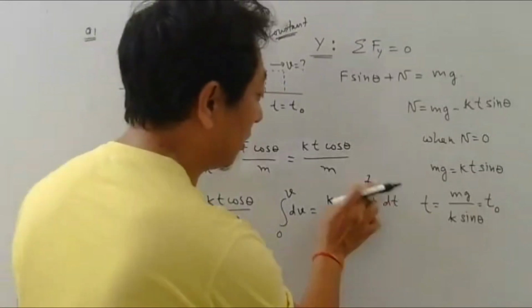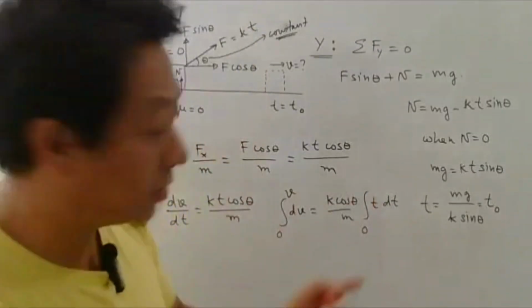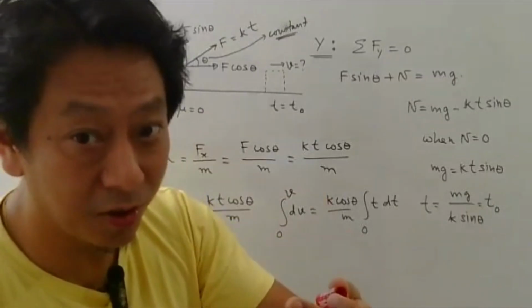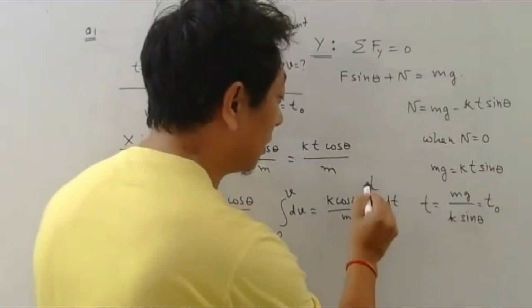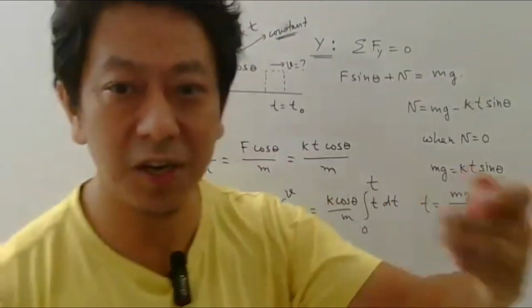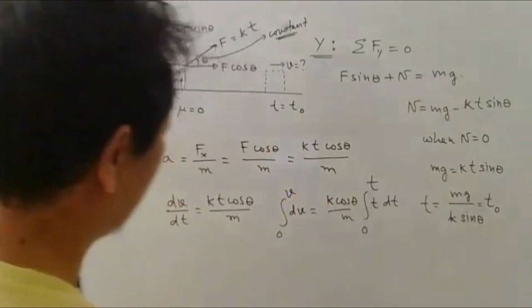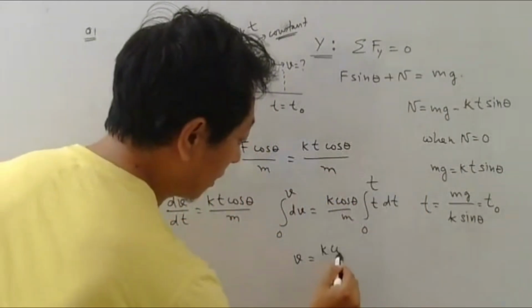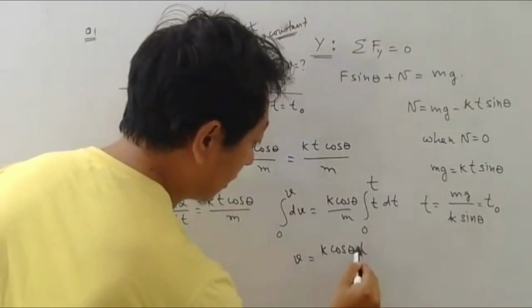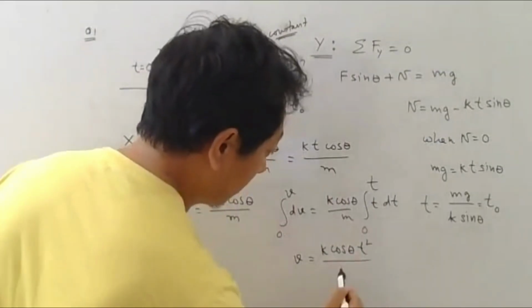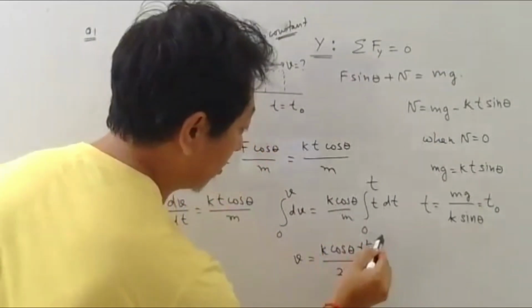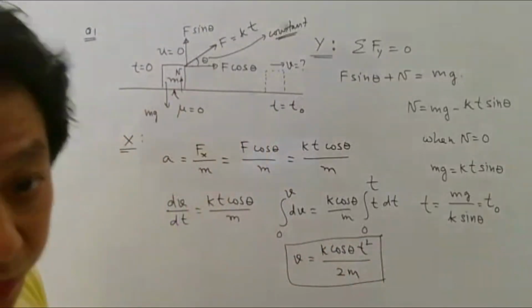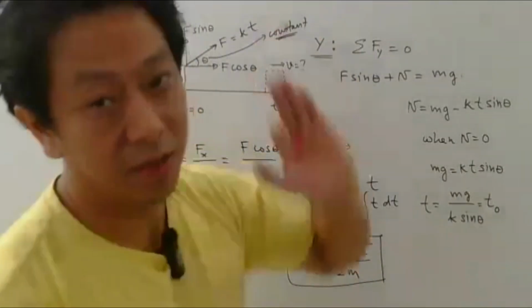So don't put t naught here. If they ask only velocity, put t naught and solve. But they are asking displacement also, right? So better to integrate up to some instantaneous time t. Tell me how much will you get? This will be v k cos theta t square by 2 times mass. So this is your velocity as a function of time till it leaves the surface, okay?